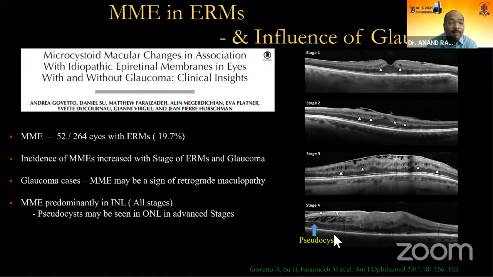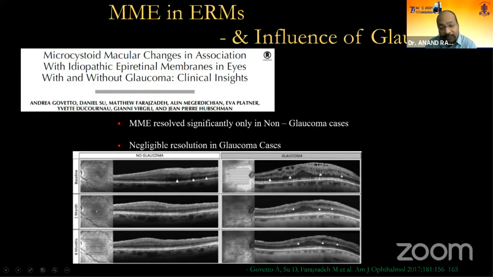And they found that MME resolved significantly only in non-glaucoma cases, and there was persistence of this MME in glaucoma cases. That's why it's important, when we see this with ERMs or not, to look for glaucoma coexistence. Also found in systemic conditions like multiple sclerosis.